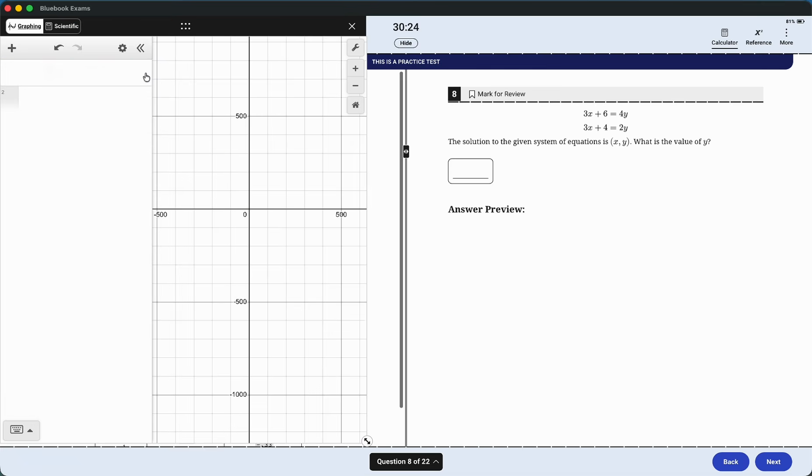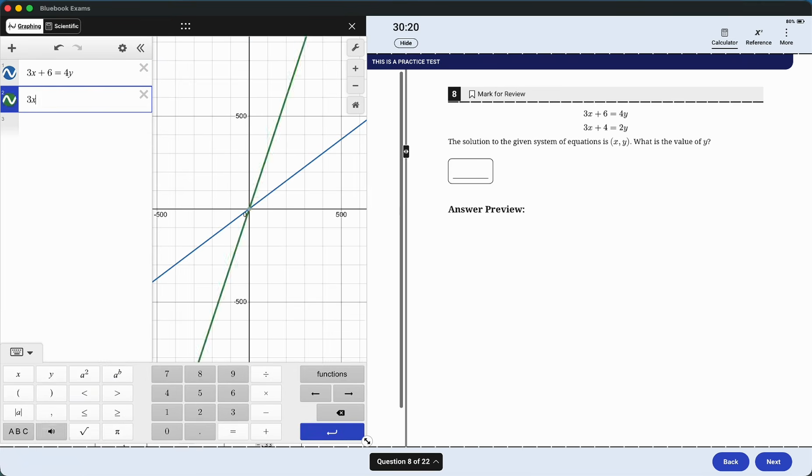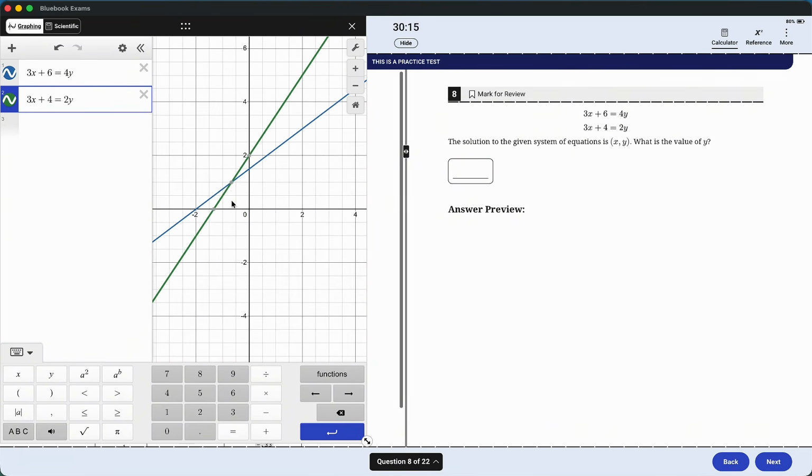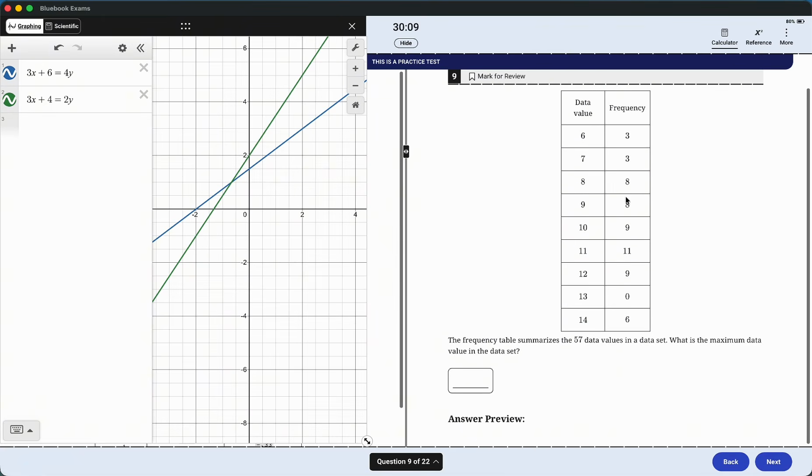Next one, systems. Systems are great. Just throw those into Desmos, right? Type it in exactly how you see it. You don't have to change it. That's the great thing about Desmos, right? I just type those in. Make sure you're zoomed in correctly. And here's our answer, right? And they want to know what's the y. It's just 1.